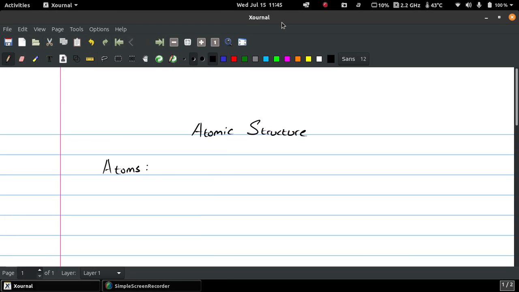Okay, so today we're going to talk about atomic structure, and this is dealing with atoms, elements, and their building blocks. So, as you remember from Unit 1, an atom is the fundamental building block of matter.